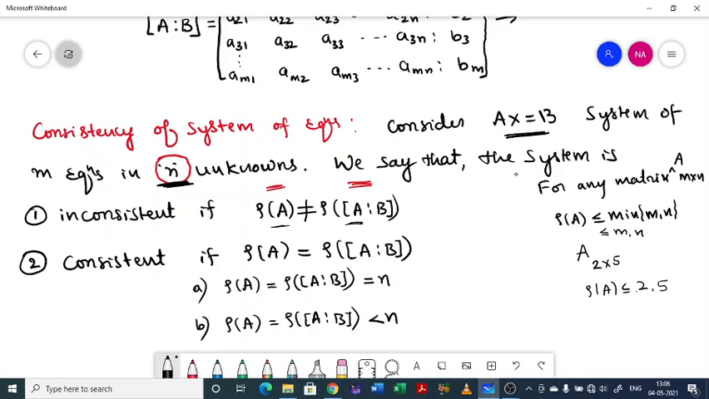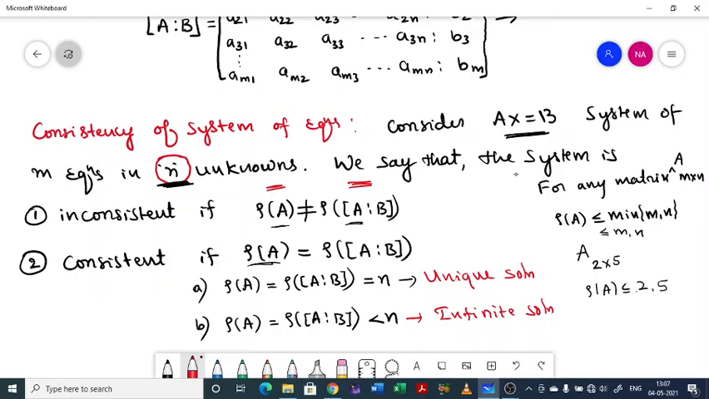Now we have this one, rank of A. So this cannot be greater than n. So it should be either equal to n or less than n. If it is equal to n, then system has unique solution. If these three parameters are equal, then the system has unique solution. If rank of A equal to rank of A colon B, but that number is less than n, then system has infinite solutions. The system has infinite solutions.